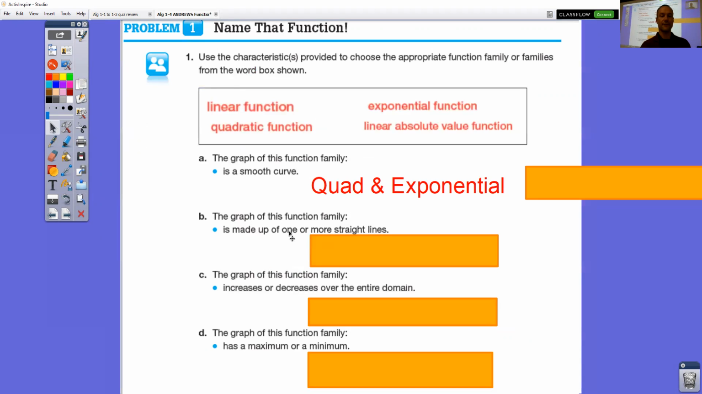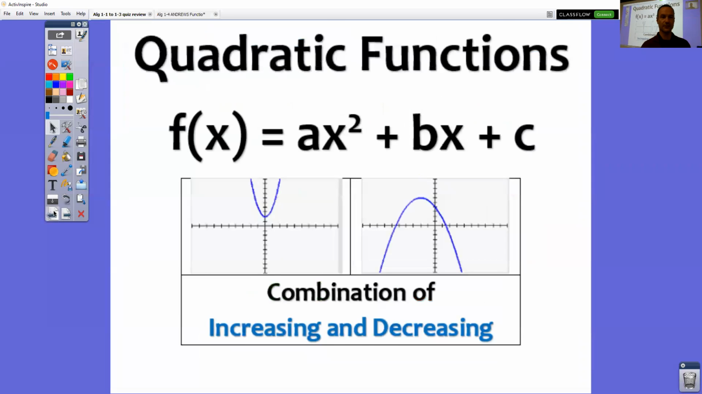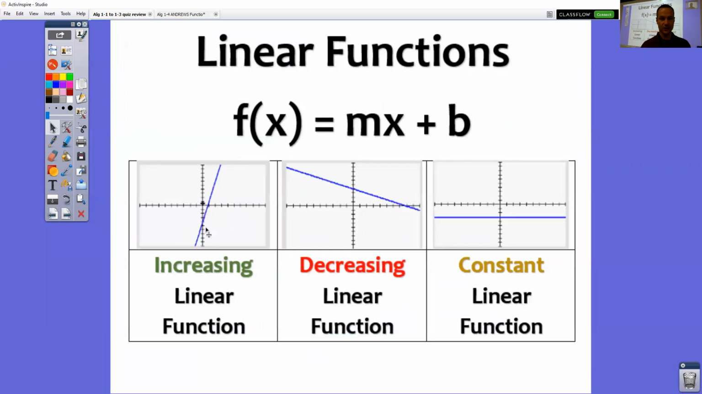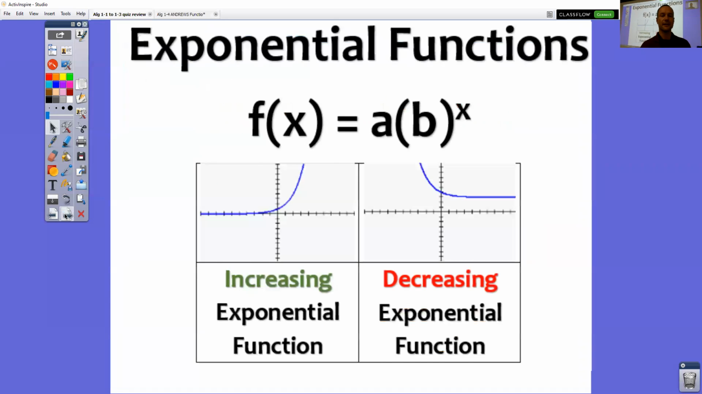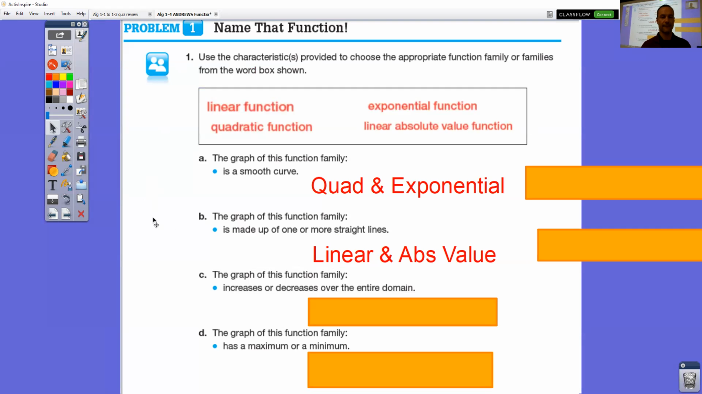For the graph of this function family is made up of one or more straight lines. Straight lines are going to be the linear and the absolute value function family. So let's take a look at those. The linear is a straight line, whether it goes up or down or straight across. The linear absolute value, it even has the word linear in it. Notice that it's made up of two straight lines because it is that V-shaped graph.